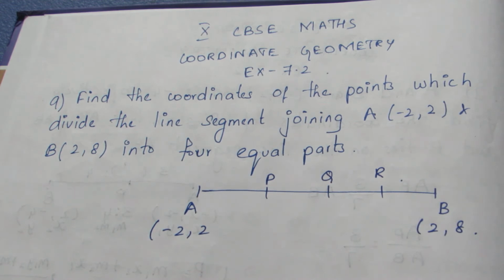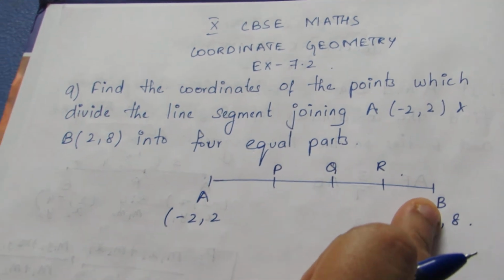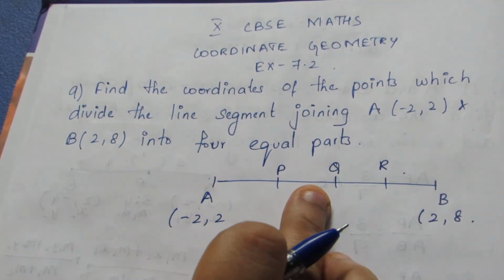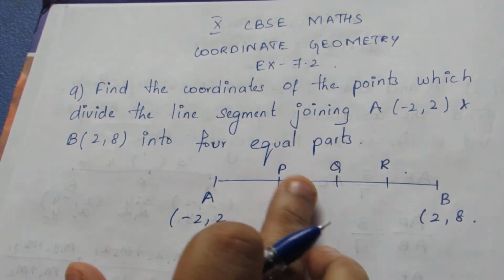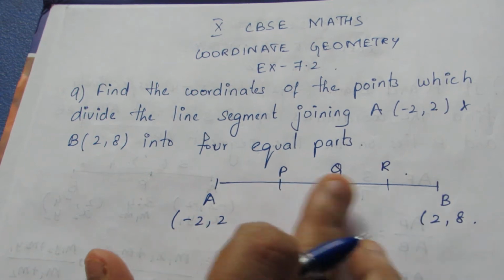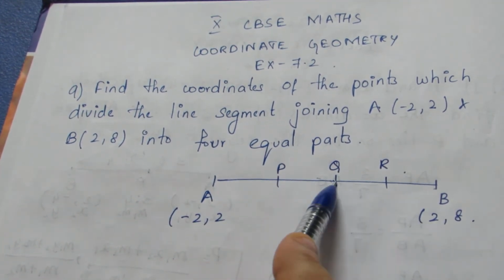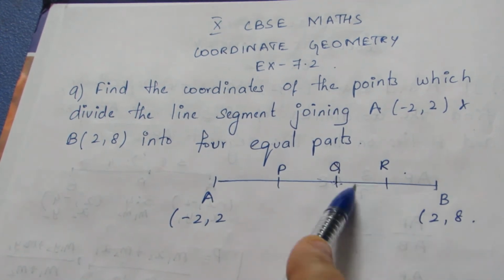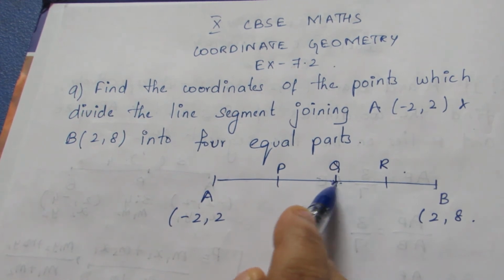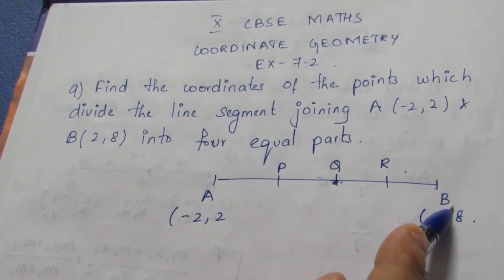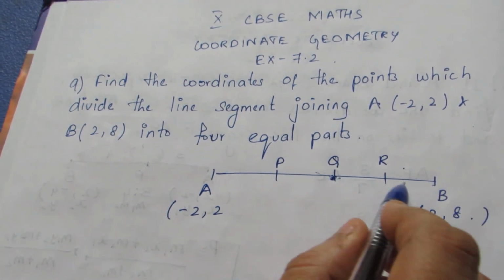Now if you see, before P there is one part and after it there are 3 parts. But for Q, there are 2 parts before and 2 parts after. So Q is equally divided, and we can take the ratio 2:2 for Q. That means if there are equal parts in front and back, it lies at the midpoint. So Q is the midpoint of A and B.